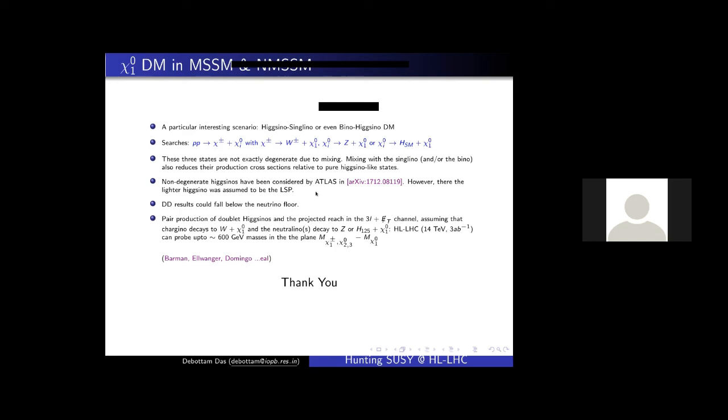As I said, the direct detection result could fall below the neutrino floor, but what we found is that in the three lepton plus missing ET channel, one could easily probe such a region at least up to 600 GeV neutralino mass at the high luminosity run of the LHC. Thank you.